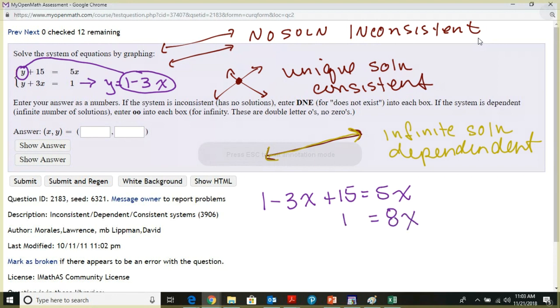And 1 plus 15 is 16. So now we'll divide both sides by 8 and we get that x is equal to 2. So it looks like our x is definitely going to be 2.